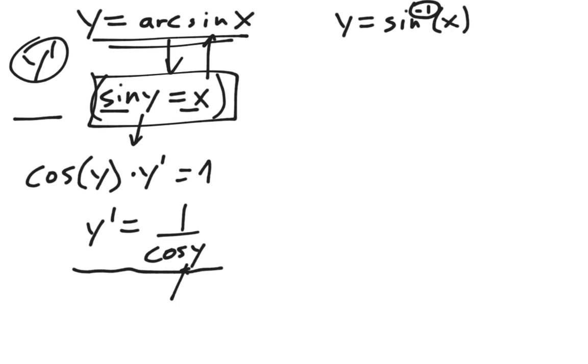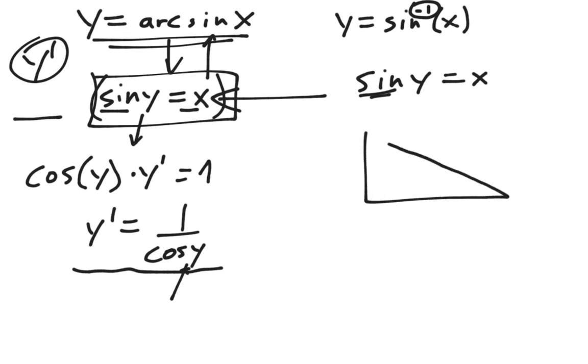Good question. The answer comes from what we started with: sine of y equals x. Let's break this down. Whenever we're using sine, we're probably talking about a right triangle. If I'm taking the sine of something, that something has to be an angle, right? You can't take the sine of a house. That would be weird. You take the sine of something in degrees or radians, that makes a lot more sense. So this y is an angle. Let's put it there.